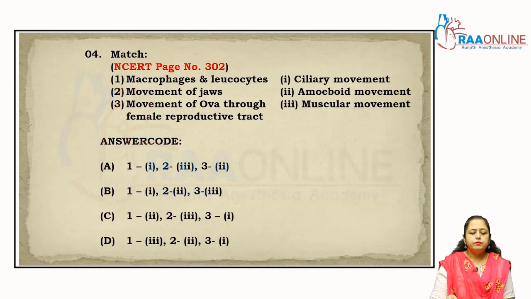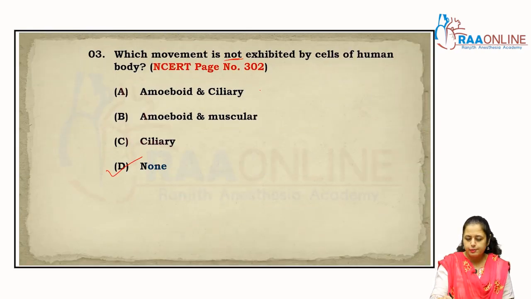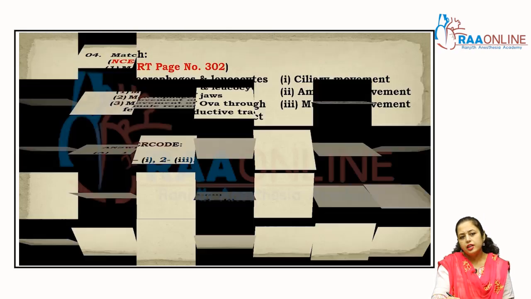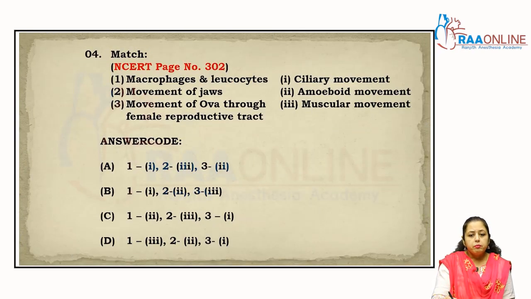Come to the next one. Match the following. Macrophages and leukocytes show this; this is the answer. The explanation is the explanatory question of that answer. Why do we say that the human body exhibits these kinds of movements? See, macrophages and leukocytes show amoeboid movement. That means they can flow in the direction of the cytoplasm.